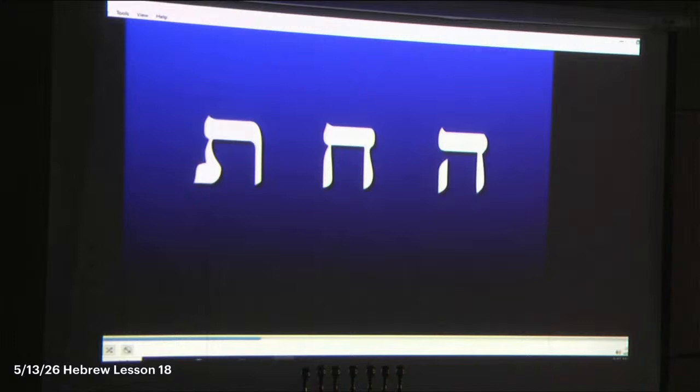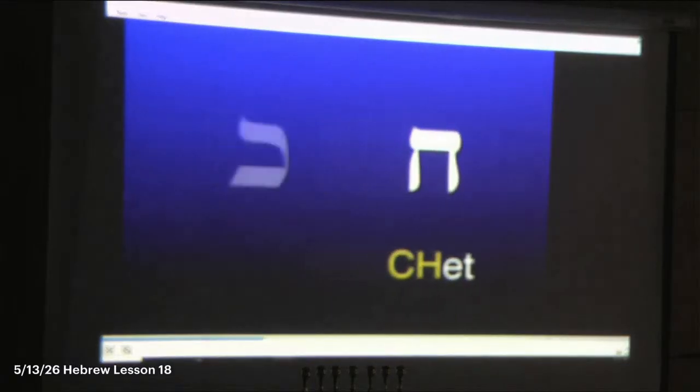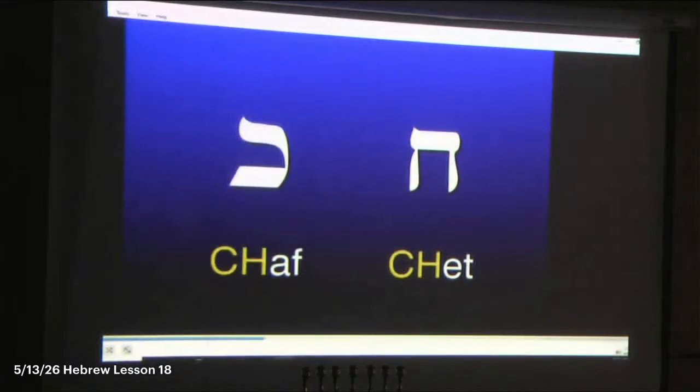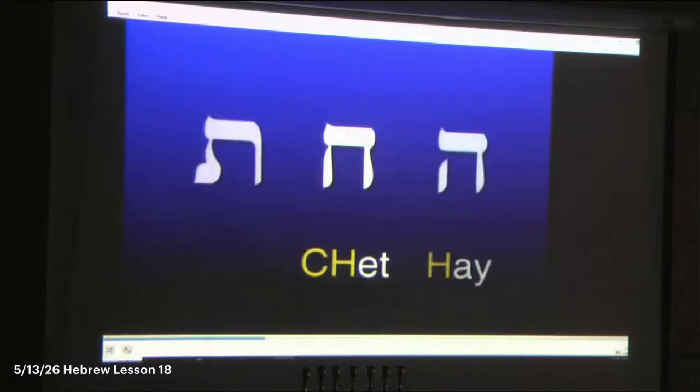How about these three letters? The first has a hole. It's the letter Hey. The second one is the Chet. It makes the same sound as the Chaf. And the third letter we just saw, the letter with the big toe, is the Tuf. Notice all of these letters are similar in look, but each of them is distinct. The Hey, the Chet, and the Tuf.